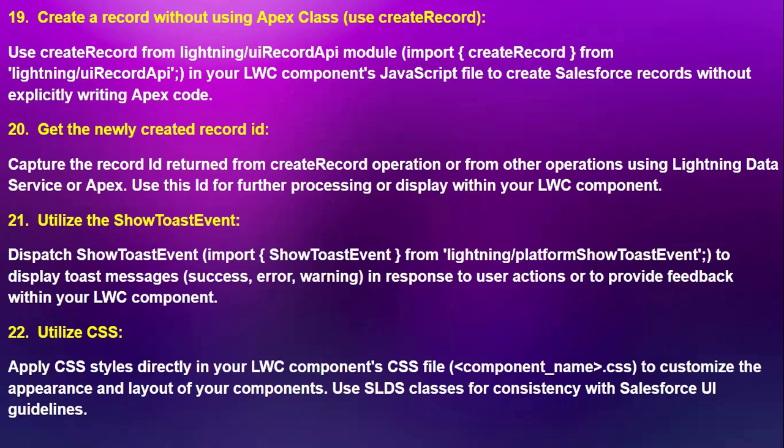After creation of that record, we have the record ID, right? Why? Because when we save the sales order line items, we need to map them to the parent ID. So that's why we have to capture the newly created record ID and map it to the sales order line items. Finally, we have to display a show toast message, a success message. How to use the ShowToastEvent here.